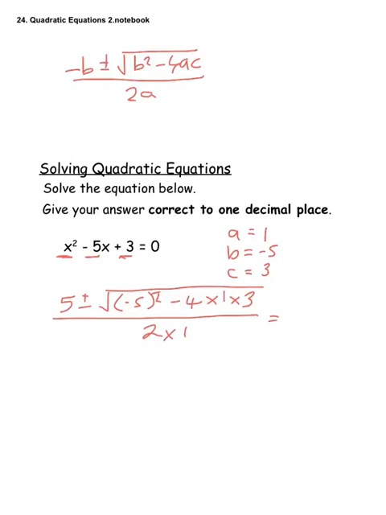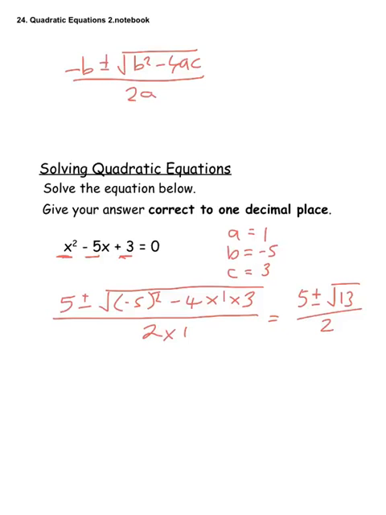To condense this just a little bit, we get 5 plus or minus the square root of 13. The way I got 13 was doing minus 5 squared is 25, take away 4 times 1 times 3 is 12, so 25 take away 12 is 13. And that's over 2, because 2 times 1 is 2.